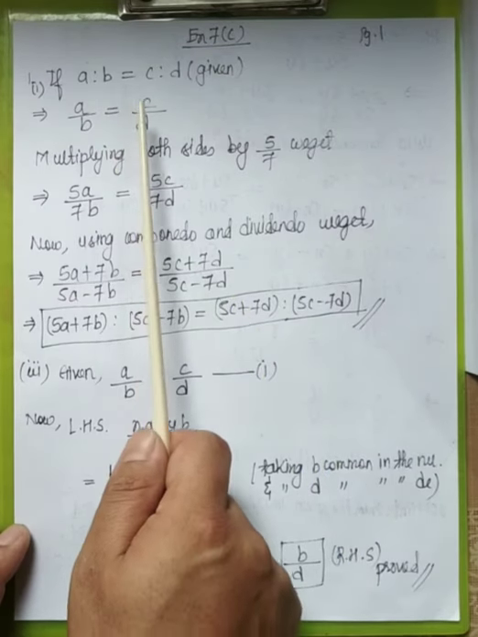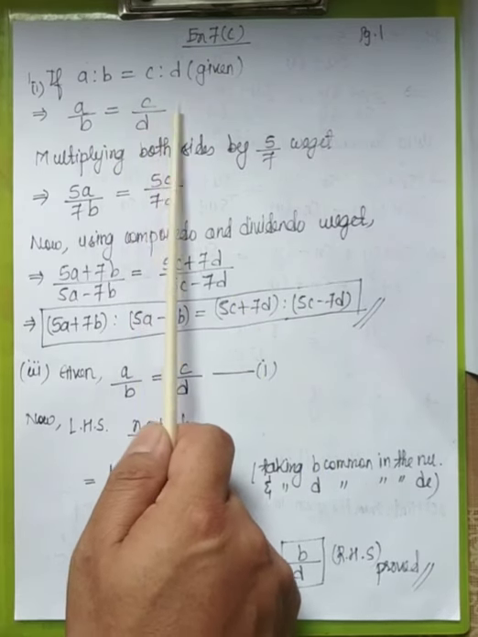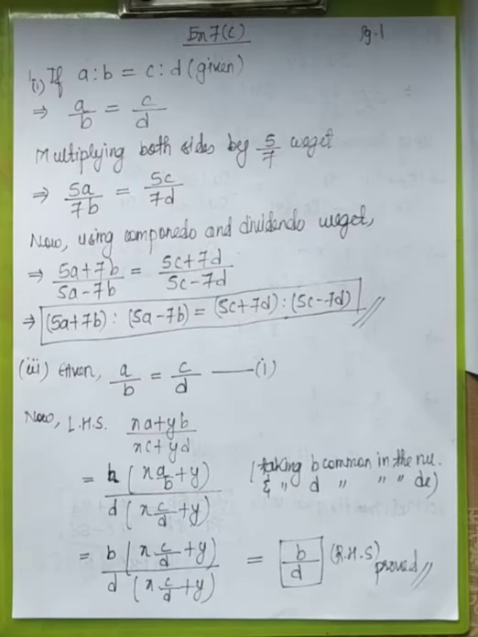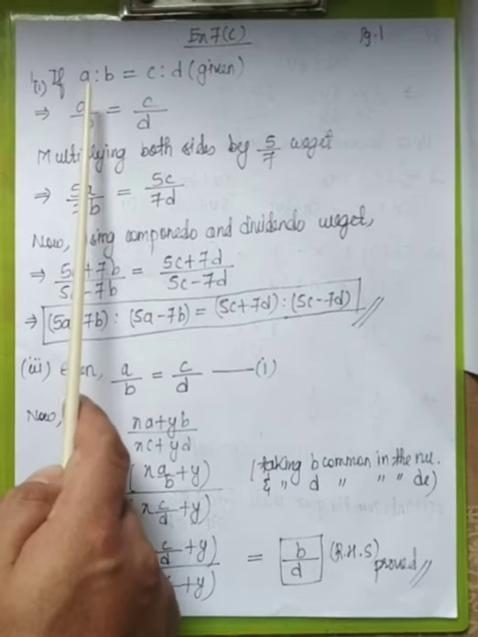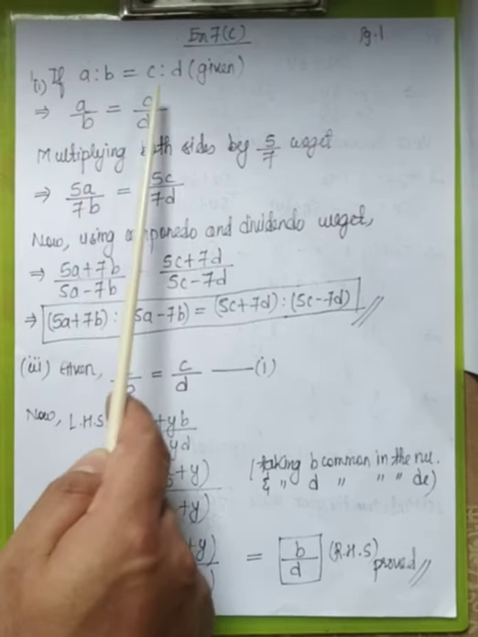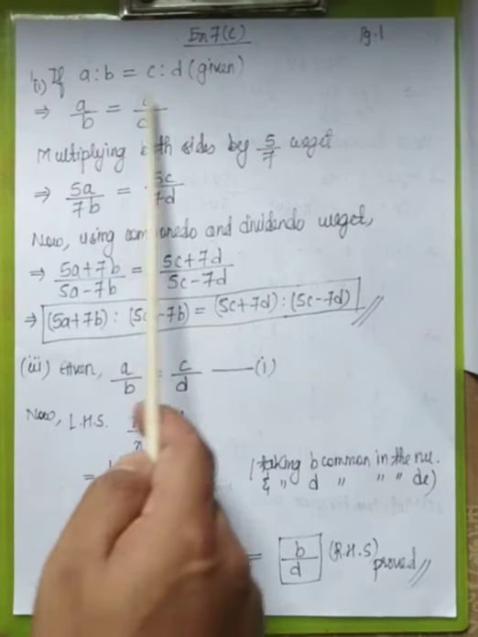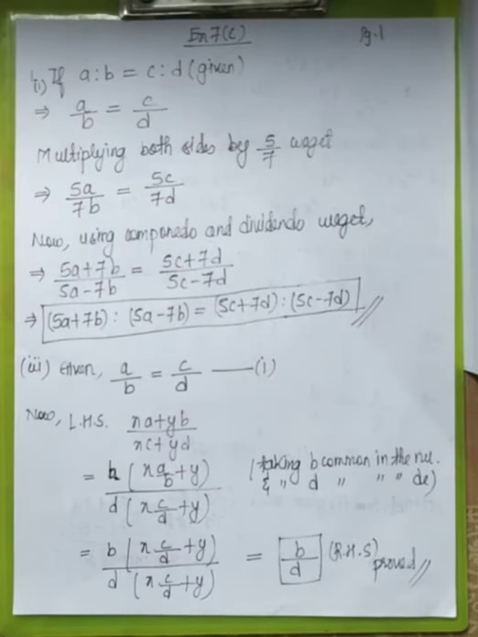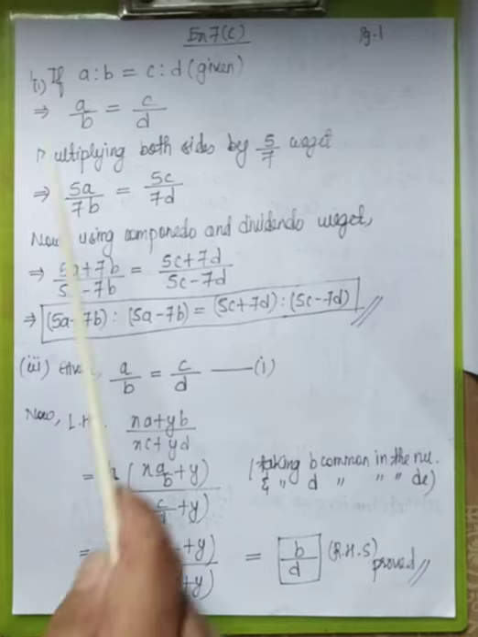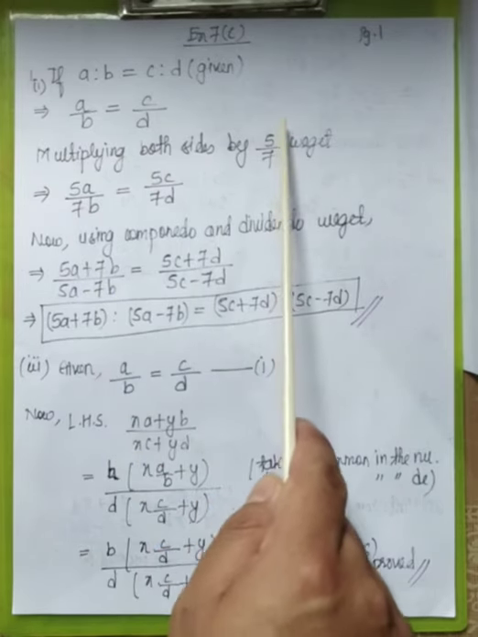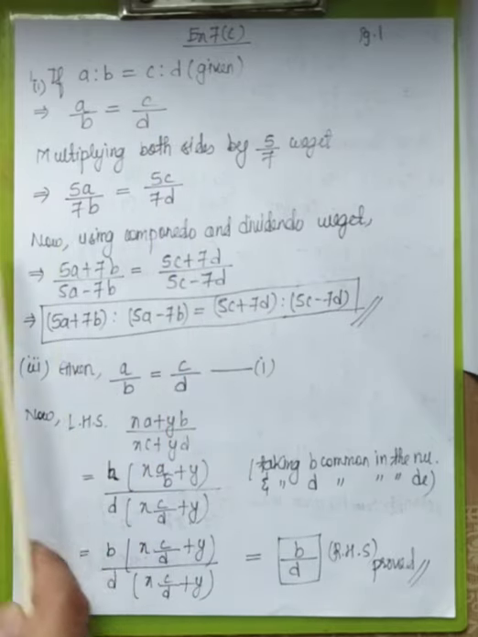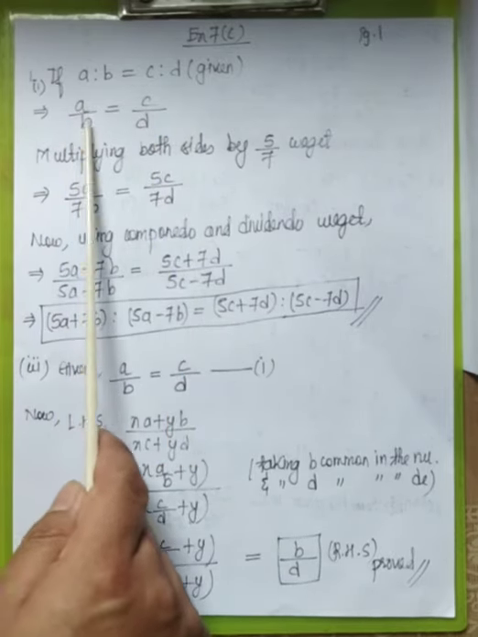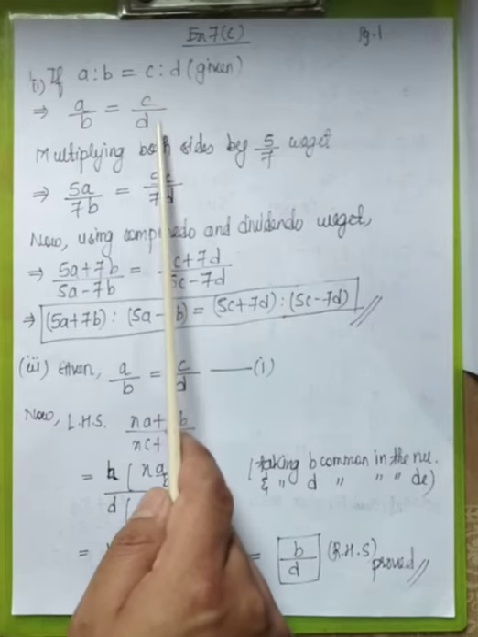If A is to B is equal to C is to D, this is given to us, then we have to prove this, isn't it? So let's start from here. Given A by B is equal to C by D. This is given to us. Now if you look at the proof, there is 5 and 7, so what I'm doing here is multiplying both sides by 5 and 7. This side also, this side also. So if you multiply this side, you'll get 5A by 7B is equal to 5C by 7D.